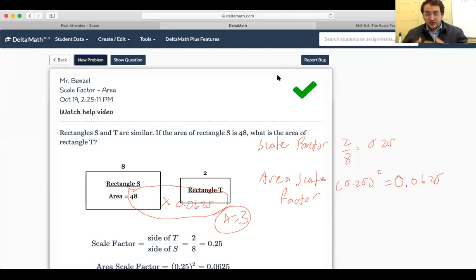I like the area problem because, if you're taking the SAT or ACT, they may not just compute the basic scale factor. They may actually have you compute the entire area scale factor because it extends it a little bit. So the area scale factor is just the scale factor squared.